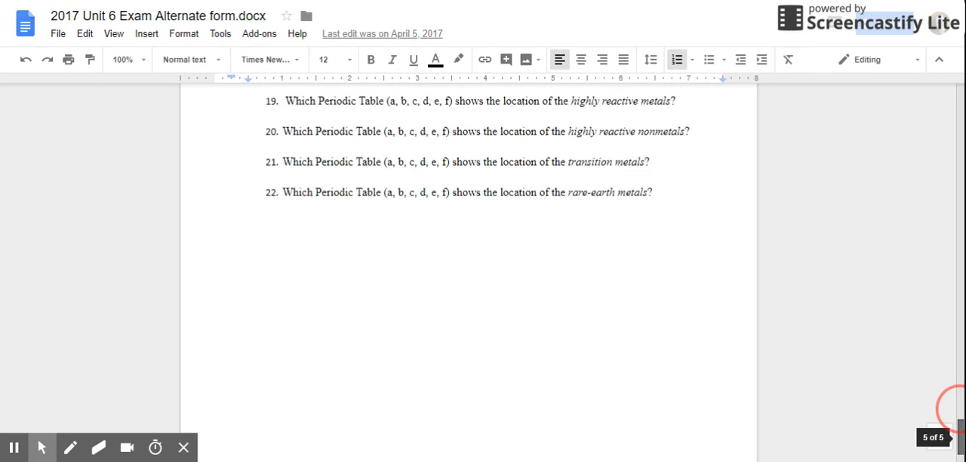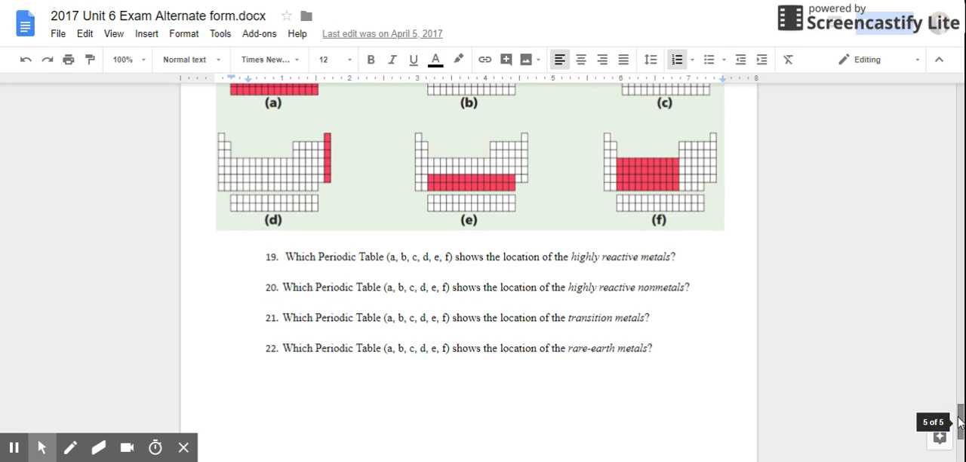Okay, now you're going to continue on onto the next paper where you are going to draw Bohr models and Lewis dot diagrams for the elements listed. If you have questions, come see me and I can read the pieces of that page to you. Okay, do your best.